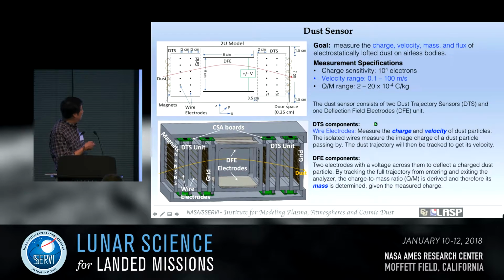And the sensor is made of 2 components. We have dust trajectory sensors on both ends of the instrument, and we have deflection field electrodes in between. So when a dust particle comes through the trajectory sensor, you induce charge on the wire electrodes, and it will be measured. Also we have 2 wire electrode planes, so then we can get the velocity. The particles will get deflected in the deflection region and exit through another trajectory sensor. So we can recover the full trajectory, and then we can get a charge to mass ratio. The charge is measured from here, and then we can determine the mass.